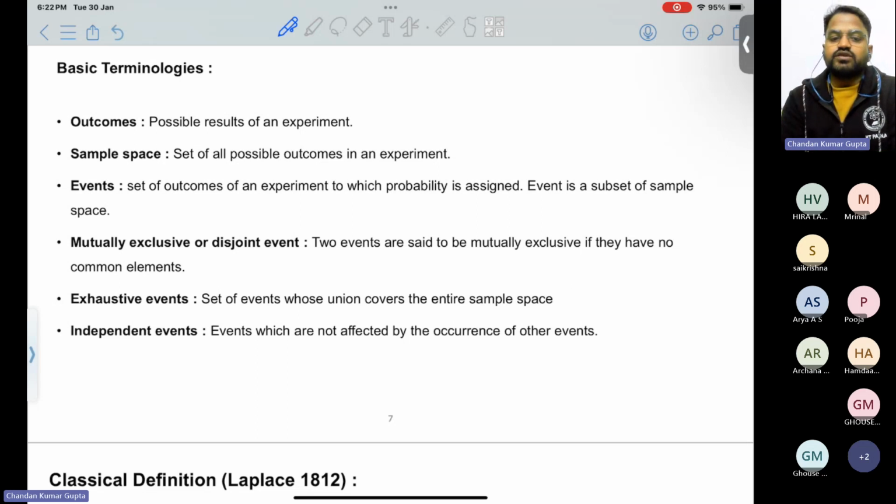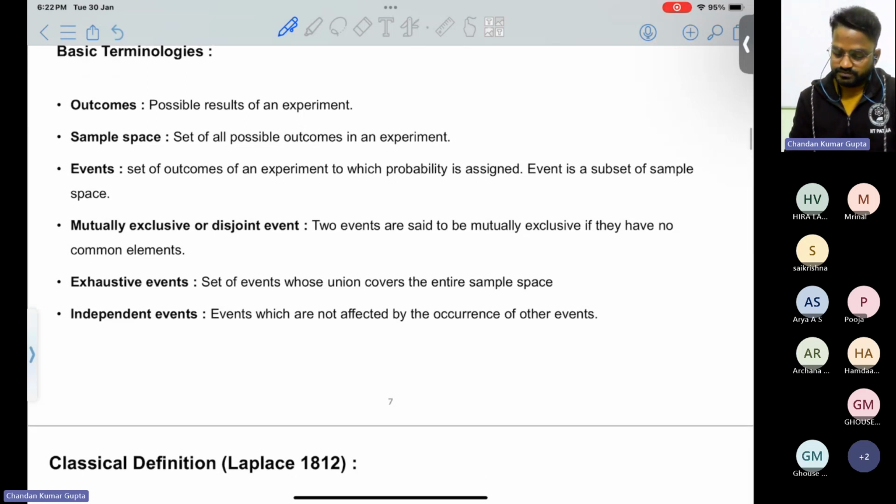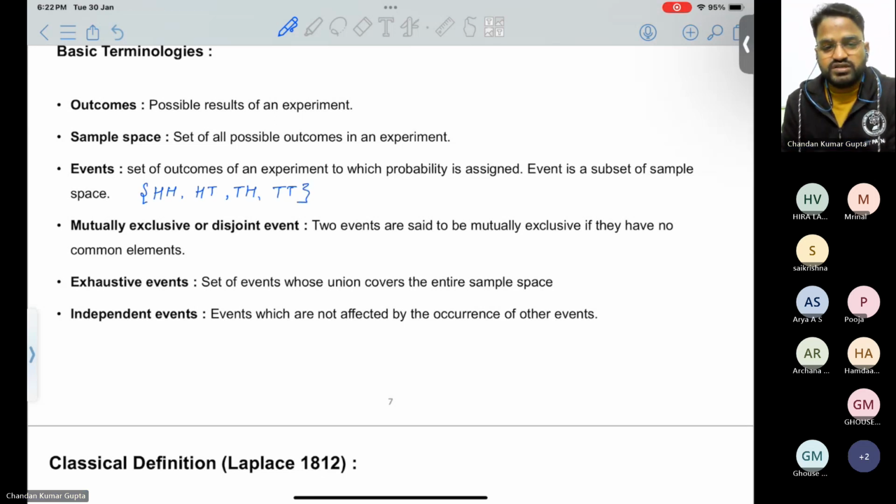Like when we toss two coins simultaneously, then we get either head head, or head tail, or tail head, or tail tail. These are the possible outcomes. No other outcomes are observed during the tossing of two coins.